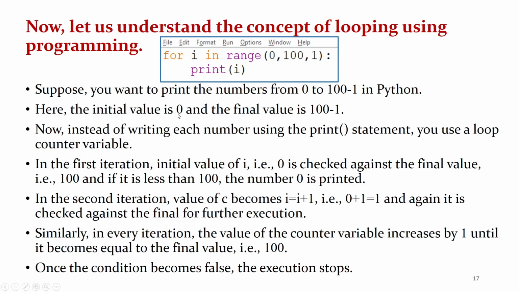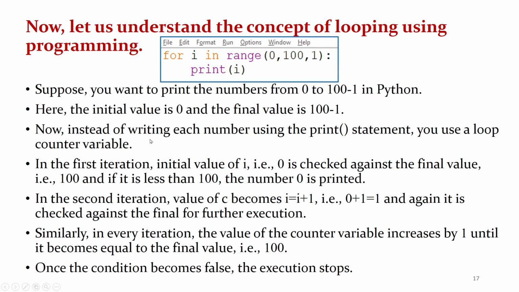Here the initial value is 0, which is this one, and the final value is 100 minus 1, but we put 100 here. If we want to print the numbers till 99, we will put 100 because in a for loop or a range, the last value goes till the last value minus 1. So if we want to print from 1 to 10, then instead of 10, I have to give 11.